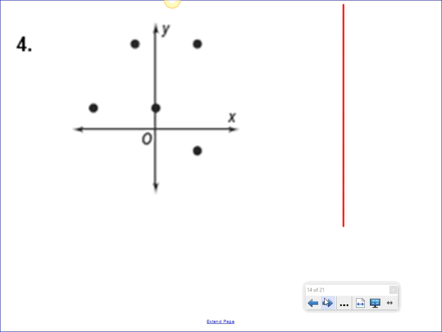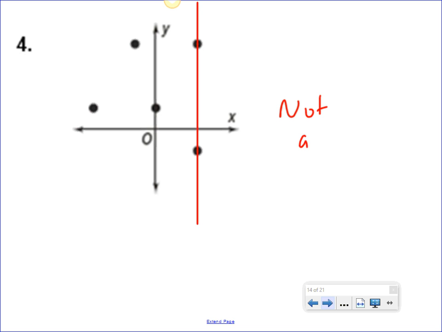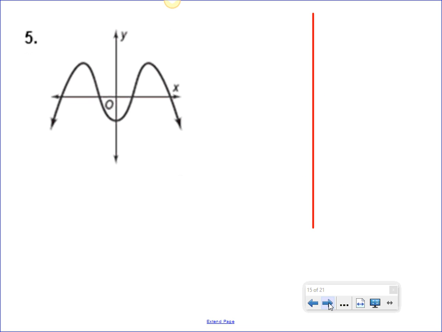Okay, if I looked at this one and I pull my vertical line through it, hopefully we can see right here that it hits. So this one is not a function. That vertical line hits more than one point. Okay, next one. If I drag my vertical line through here, hopefully you can see that it's only going to hit one point at a time. So this one here is a function.